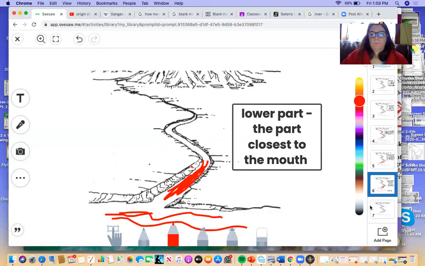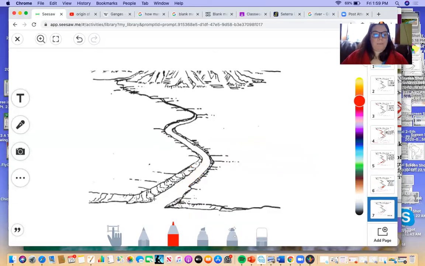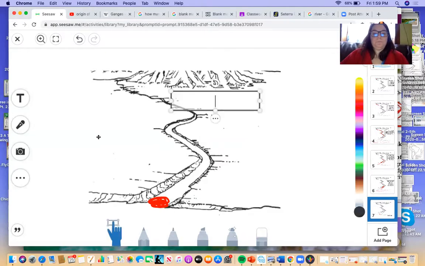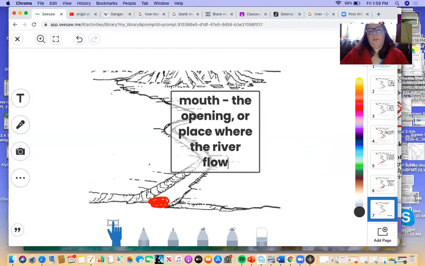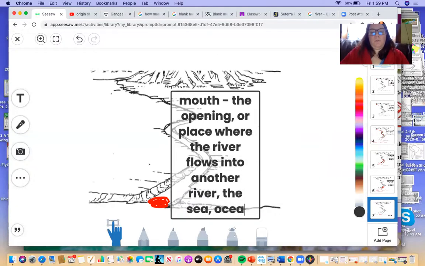So the part where it empties, right here, where this river flows into this next river, or the sea, or whatever this body of water is, we call that the mouth of the river. The opening or place where the river flows into another river or the sea, ocean, whatever. Okay, that is the mouth.